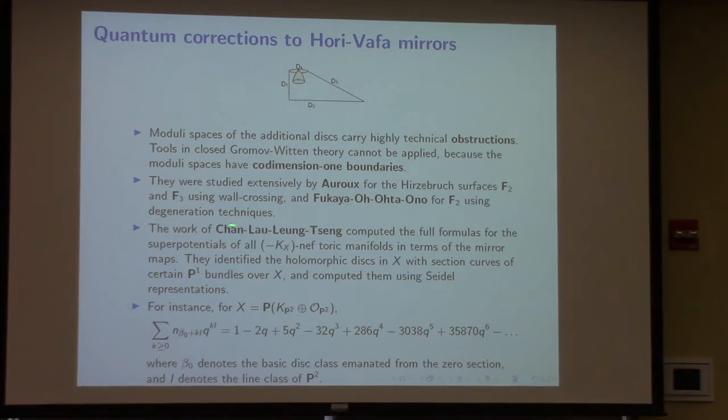The work of our colleagues in Hong Kong computes the full formulas for the superpotential of all semi-Fano toric manifolds in terms of mirror maps. This identifies the holomorphic disks in X with certain curves of certain line bundles over X. And they compute them using the SYZ representations. So they are beautiful calculations. For example, in the case of the projective plane, K_P2 plus O_P2, they found this formula, where beta denotes the basic disk class emanating from the C* factor, and L denotes the line class of P2.